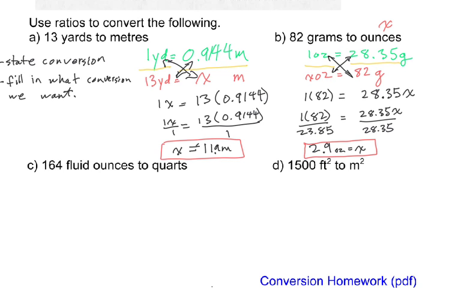Now we're going to work on part C. So we're going to try and convert 16 fluid ounces into quarts. So let's go and take a look at our chart.